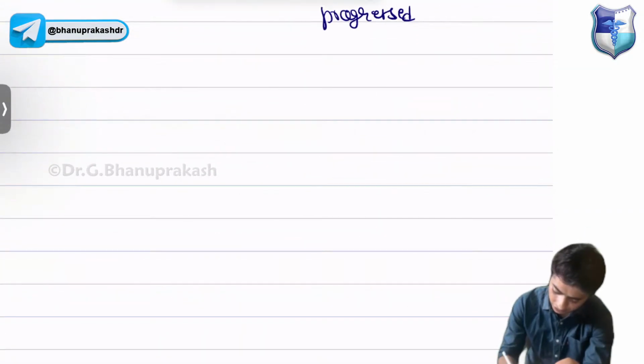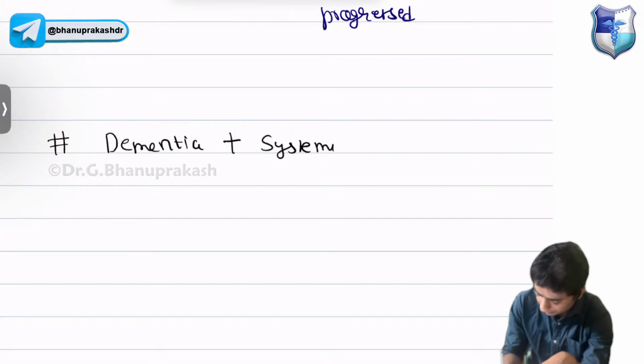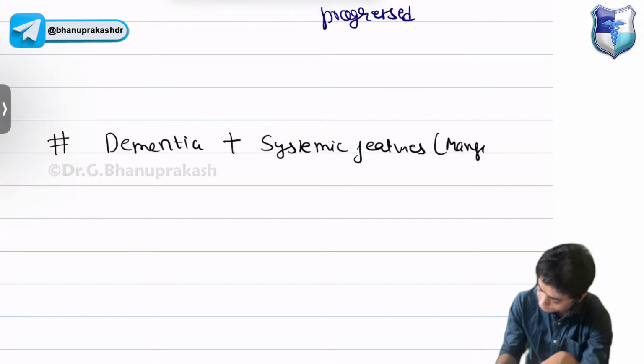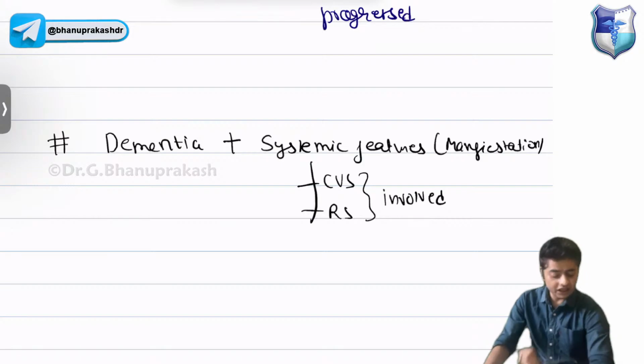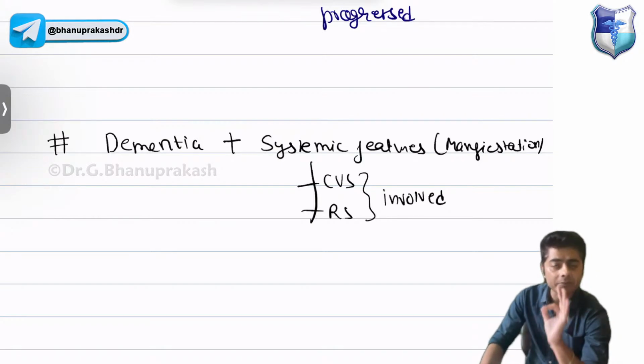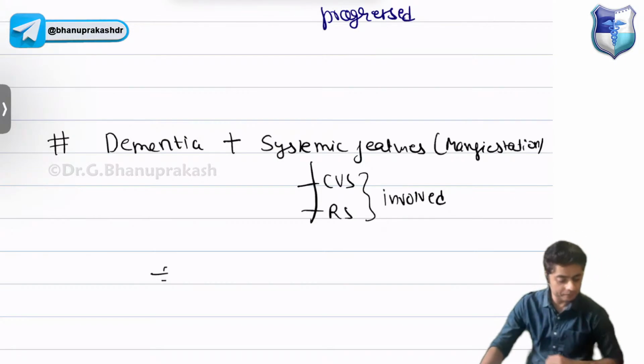Now, another thing. If there is a patient of dementia, plus he is having some systemic features or manifestations, like his CVS, RS are also involved, then what disease will you think of? Just tell me in the comment section.